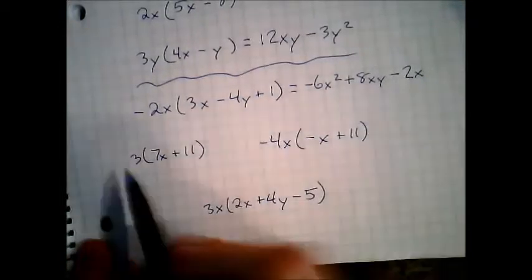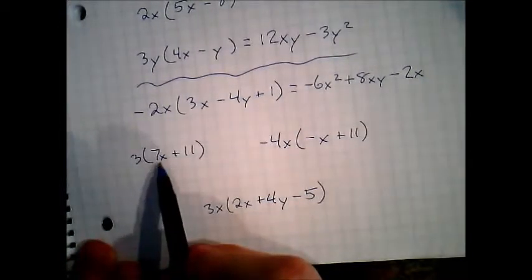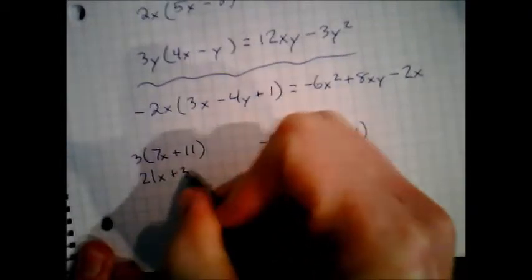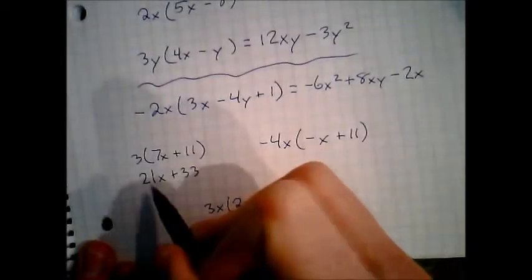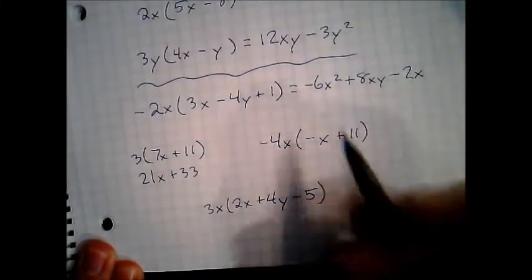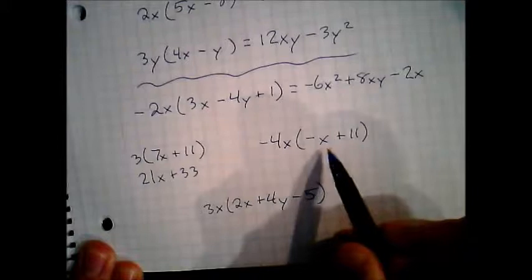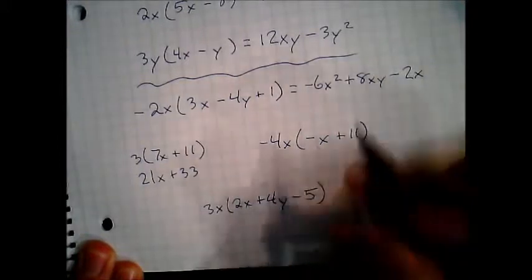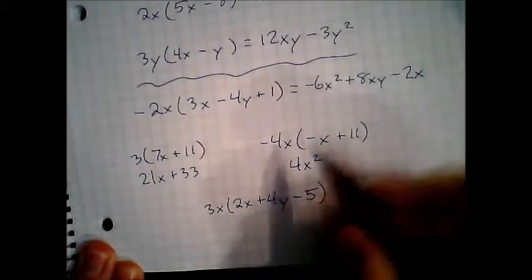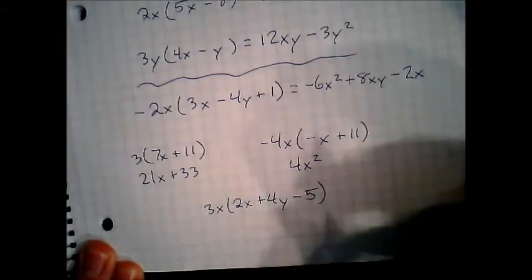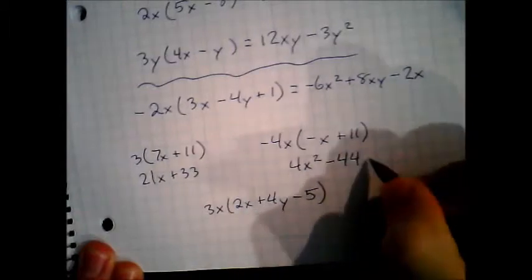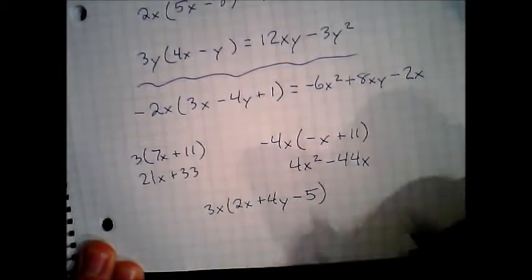Alright, so let's check the first one. We're doing 3 times the group 7x plus 11, so we have 21x plus 33. 3 times 7x is 21x, 3 times 11 is 33. The next example, negative 4x times negative 1x. Well, negative 4 times negative 1 is positive 4, and remember x times x is x squared. And negative 4x times positive 11 is negative 44x, so we just say minus 44x.